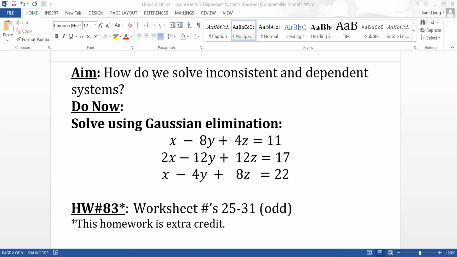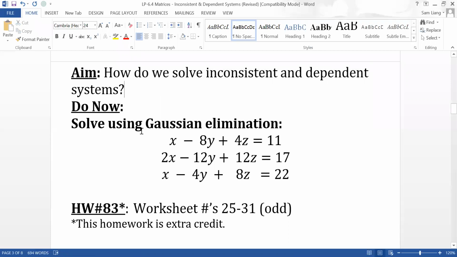So today we'll be talking about two special cases of matrices. The first, which you see in the aim, is called an inconsistent system, and the second is a dependent system. An inconsistent system is one that has no solutions, and a dependent system is one that has infinitely many solutions. So inconsistent is no solutions, dependent is infinitely many solutions.